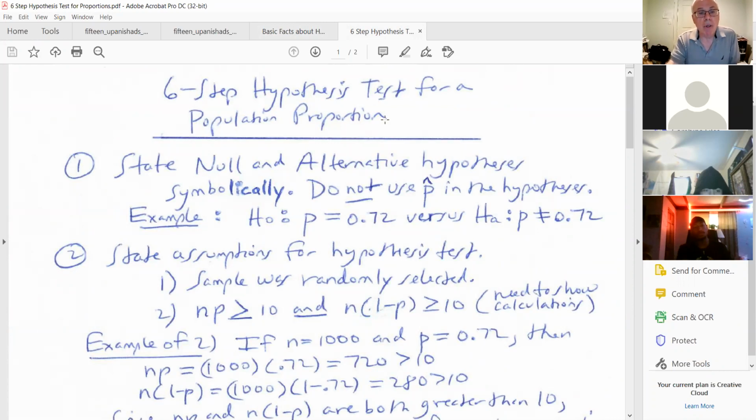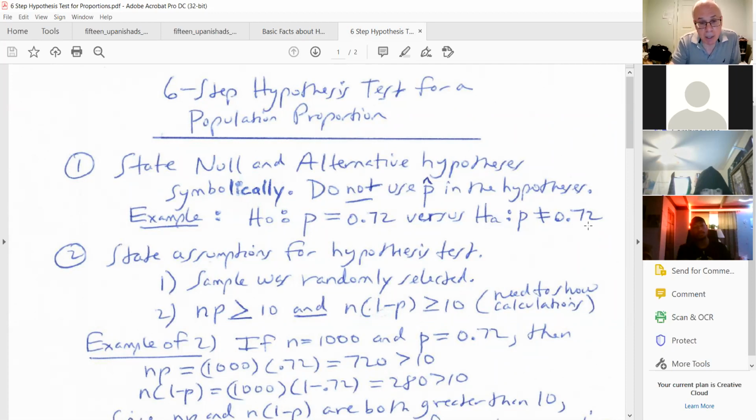All right. 6-step hypothesis test for a population proportion. Suppose our hypothesis is about a population proportion. Now, I'm just going to use this as an example. P is equal to 0.72 was our null versus our alternative as P is not equal to 0.72. By the way, this is how you write it. All right, these are the symbols for it.